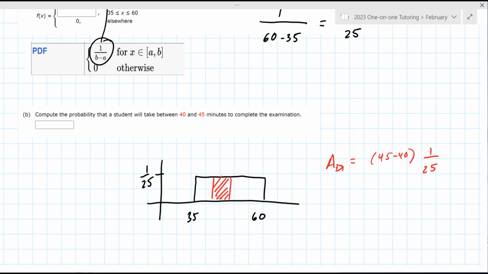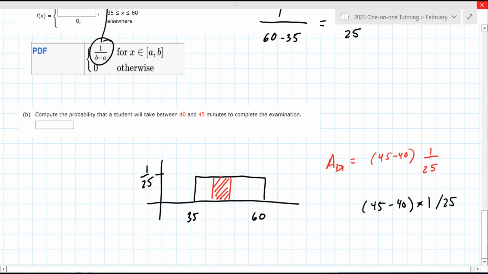Should I put the parentheses in? Yeah. In terms of how you enter this in the calculator, it would be parentheses, 45 minus 40, times 1 slash 25. That gives 0.2. Yes. Okay, part C here.